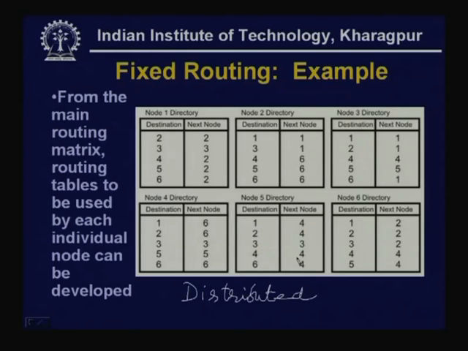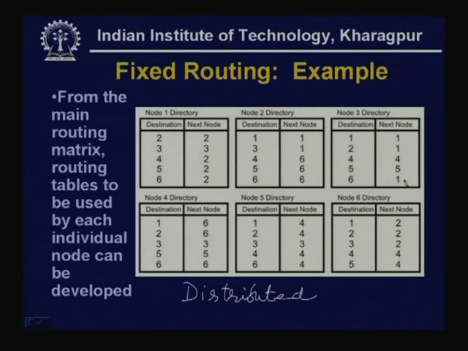So, here as you can see, each of these tables can be kept in each of these nodes, and as a packet is received for a particular destination, it is forwarded to the next node. In this way, routing can be done based on the information of the next node available in the routing directory. So, these are the routing directories to be kept.